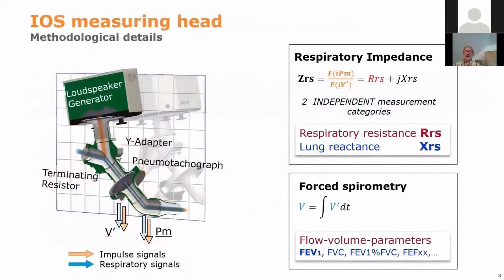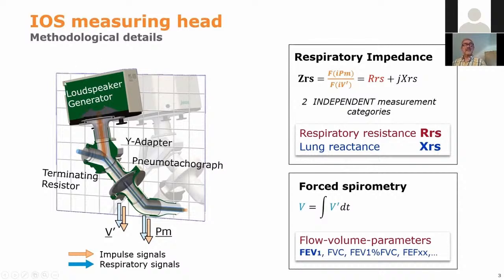So the method, the technical background, is also simple. We have a specific measuring head, and you can see that the patient goes to the filter or the mouthpiece, and he can breathe ambient air via a small terminating resistor. It's requested only to breathe normally. That means resting breathing, no breathing maneuvers.